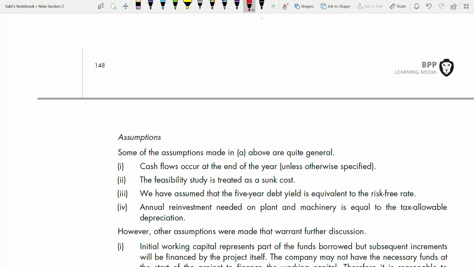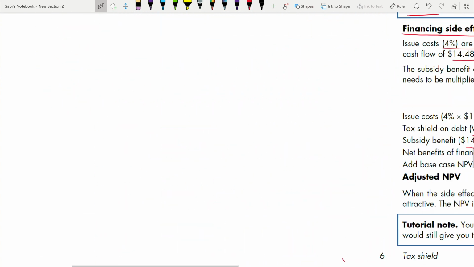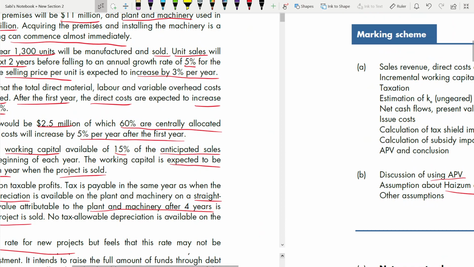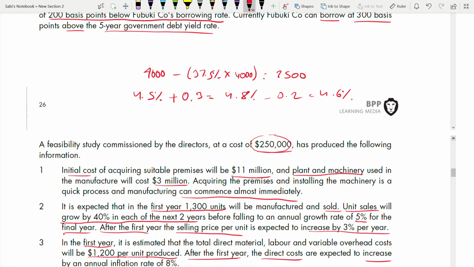These are your assumptions. Make sure that these are your assumptions too. Some of the assumptions made in part A above are quite general. Okay. Cash flows occur at the end of the year unless otherwise specified. Feasibility study is treated as a sunk cost. There was a feasibility study which was 250,000, which is not taken. It is a sunk cost. Sunk costs are not relevant costs. Okay, where is it? This cost, this 250,000. A feasibility study commission, that is a sunk cost.